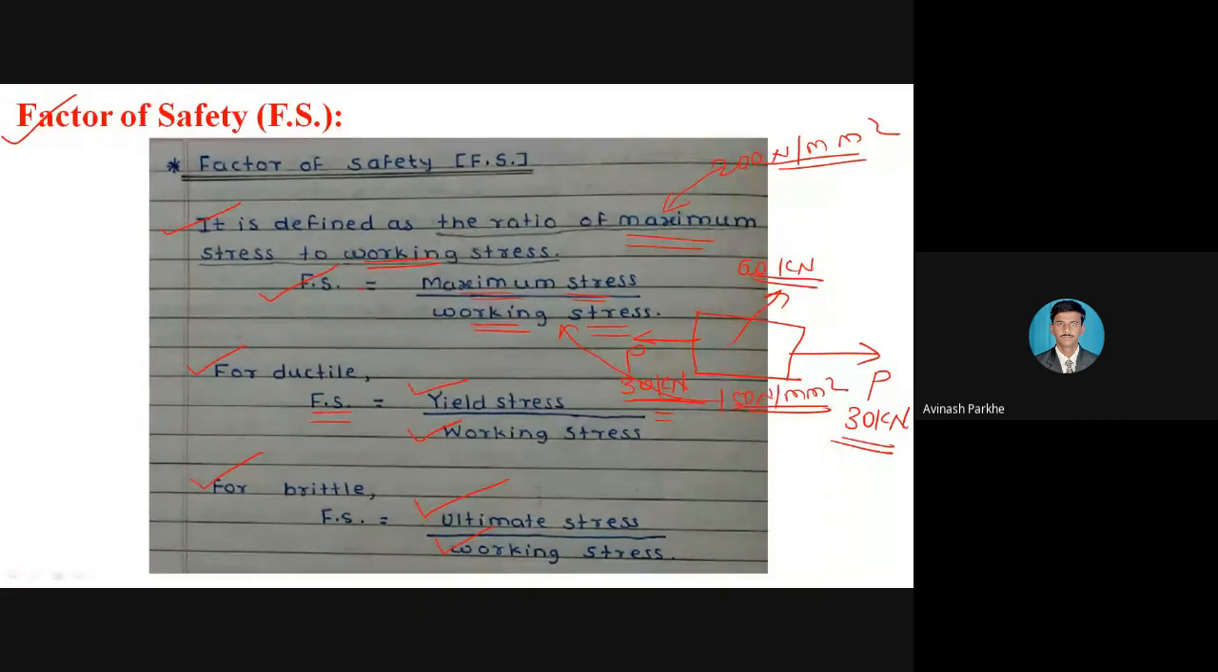The factor of safety for the ductile material: in case of a ductile material, yield stress will be the maximum stress. Therefore, instead of maximum stress, I have used the word yield stress upon working stress. And in case of a brittle material, the factor of safety is equal to ultimate stress upon working stress, because in case of a brittle material, the maximum stress point is equal to the ultimate stress point or breaking point, or it is also called the fracture point. So this is the definition of factor of safety for the ductile and the brittle material.